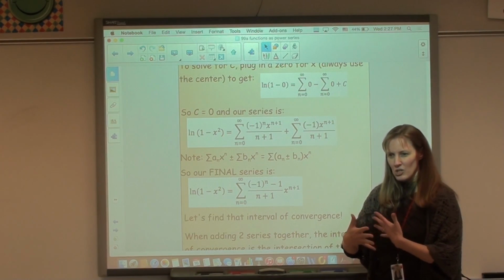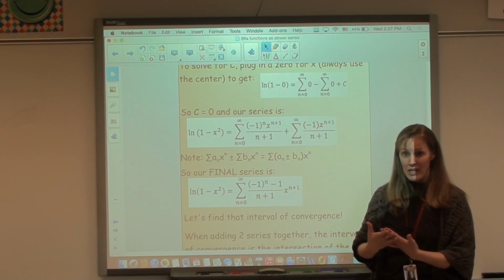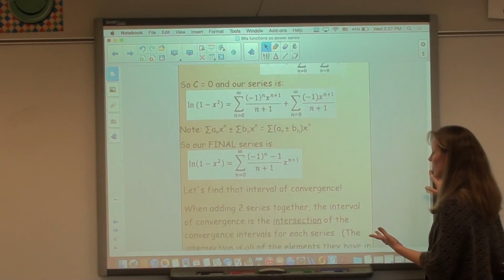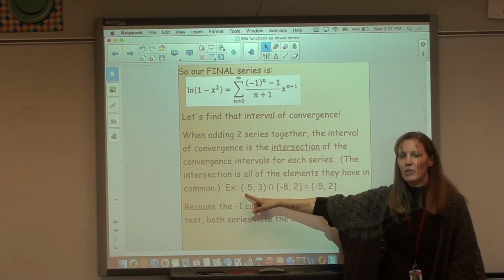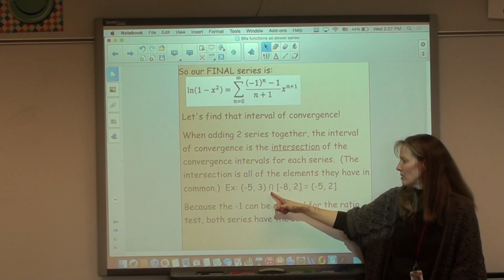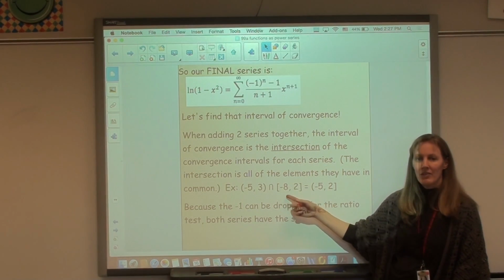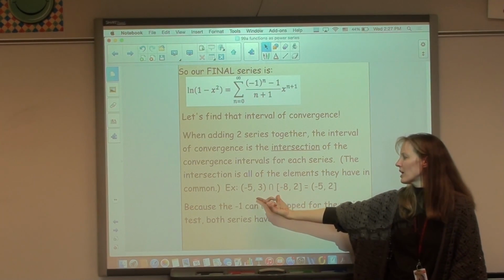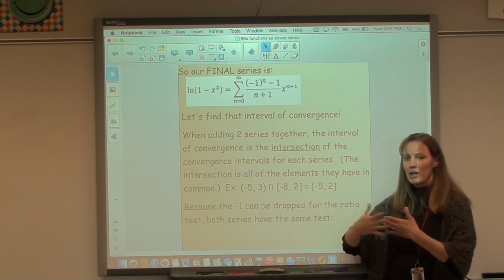Do you know what intersection means? It's what they have in common, right? I gave you a little example here. So I said, for example, if we have the interval -5 to 3 intersected, which is an upside down U, with the closed interval -8 to 2, the intersection of the two sets is -5 to 2. It's where they overlap.